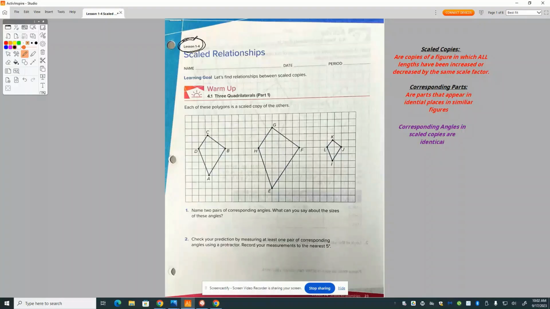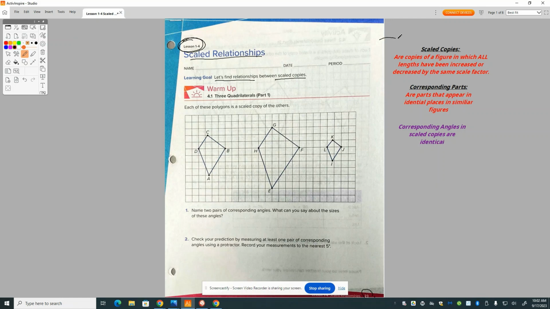Covering lesson 1.4, scaled relationships, starting on page 23. Our learning goal for today is to be able to find relationships between scaled copies. More specifically, we'll be covering what is called corresponding distances. Now, before we do that, let's do a quick review and the warm-up.